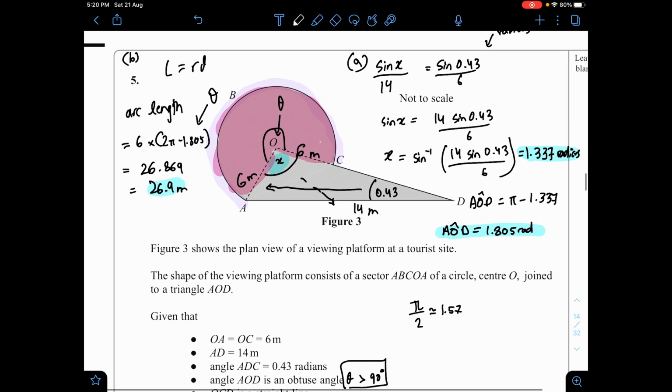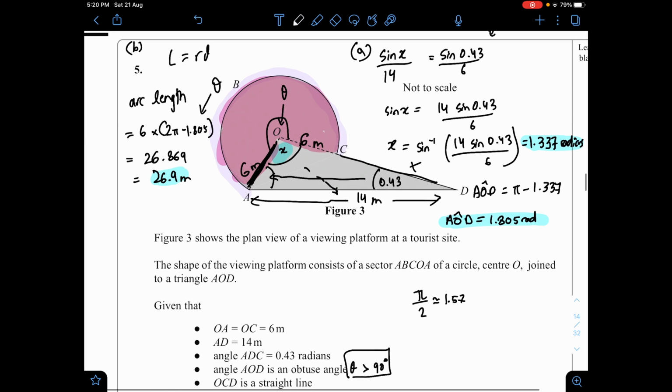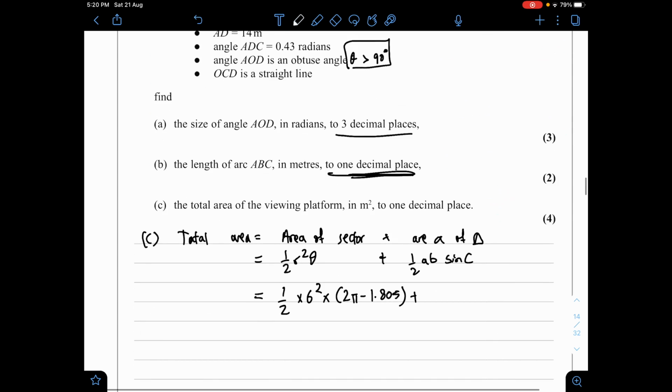So we have our triangle, right? We know this length is 6, we know this length is 6, but we don't know this full length. So we have to use these two sides over here, 6 and 14. But we don't know this angle over here, so we have to find that angle out, right? We know what x is. x is 1.805. To find this angle, we're just going to call this y. So we have to find y first.